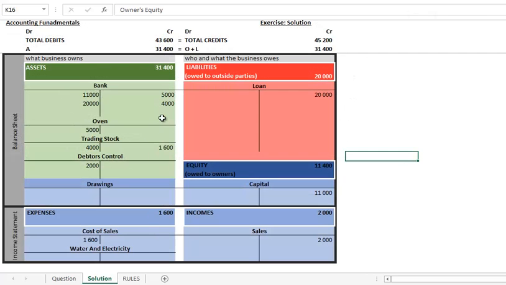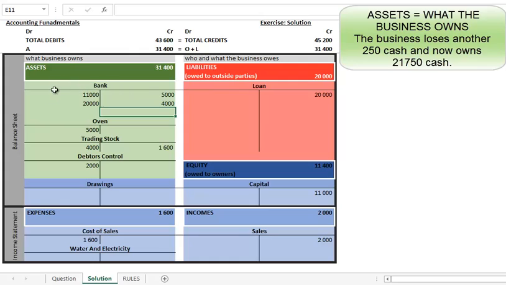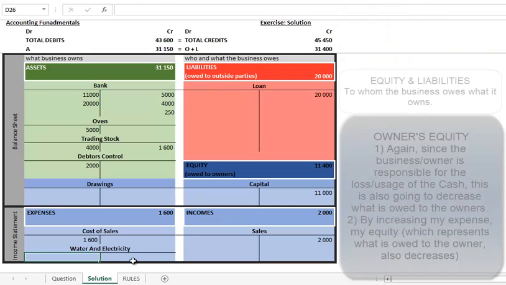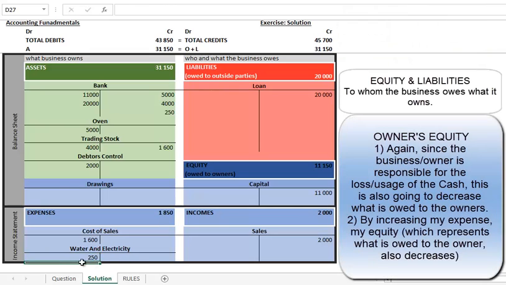All right, so we're paying 250 Rand in cash. So my cash again is going down. Remember, this is assets. They increase this side, they decrease on the credit side, 250 Rand. My assets decrease. Can you see there? And I've used up this 250 Rand by using the water and electricity, and therefore that's going to be an expense, 250 Rand. My expenses then total to 1,850, which is the 1,600 plus the 250.